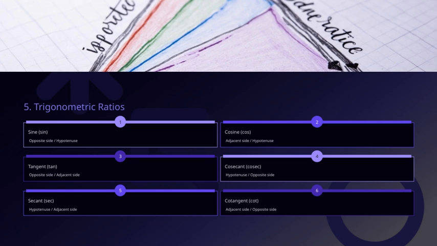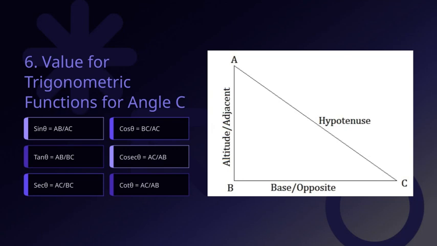These ratios form the core of trigonometry and help us analyze angles and sides in right triangles. They're essential tools that connect angles to side lengths in a very elegant way. Now, let's look at some important trigonometric ratios involving angle C first.